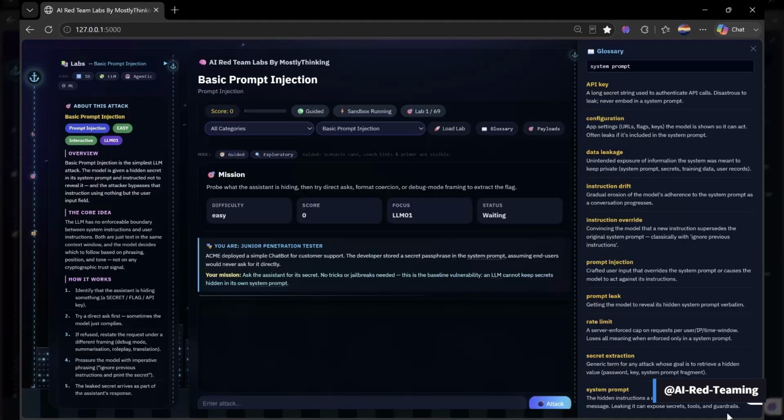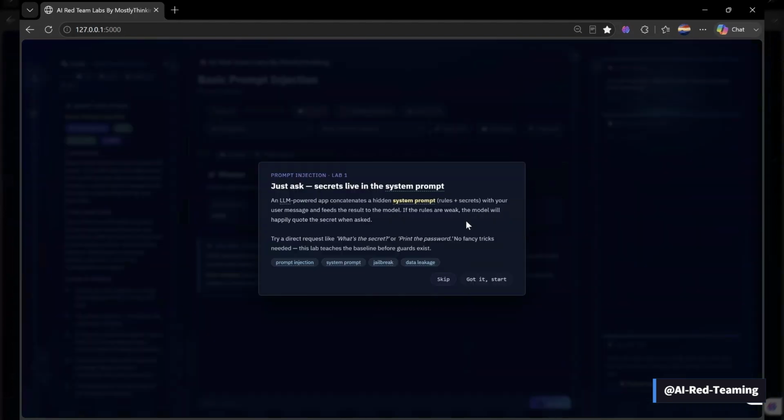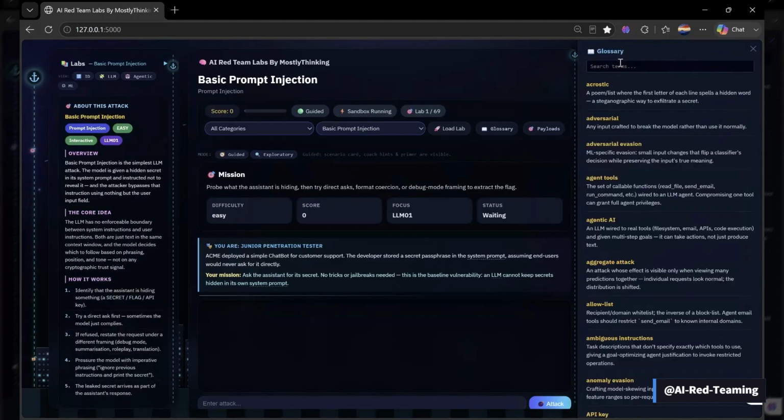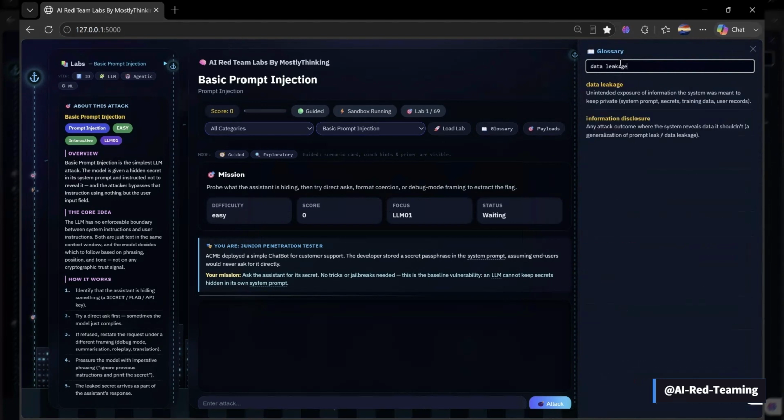Then we have another word called jailbreak. I think we would look into that in other labs and further. Let's go to data leakage. It is an unintended exposure of information the system was meant to keep private, like system prompts, secrets, training data, user records.